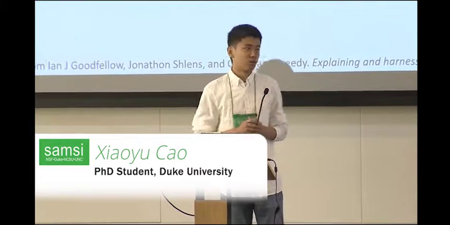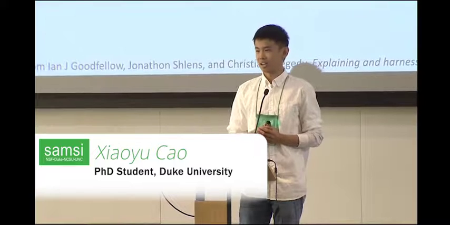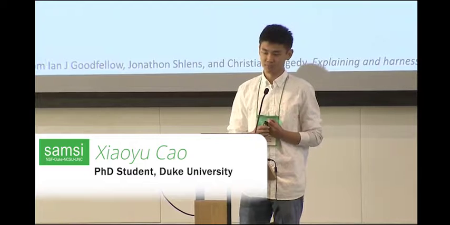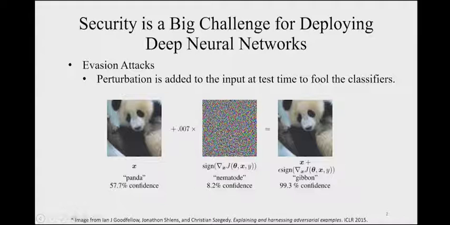As we all know, there are many applications of deep learning in our life now, which makes our life easier. However, when deploying deep neural networks, security can be a big issue. Different types of attacks have been proposed to compromise deep neural networks, including evasion attacks, poisoning attacks, and model stealing attacks. In this paper, we focus on evasion attacks, which add perturbation to the inputs at test time to fool the classifiers. Here is an illustration.